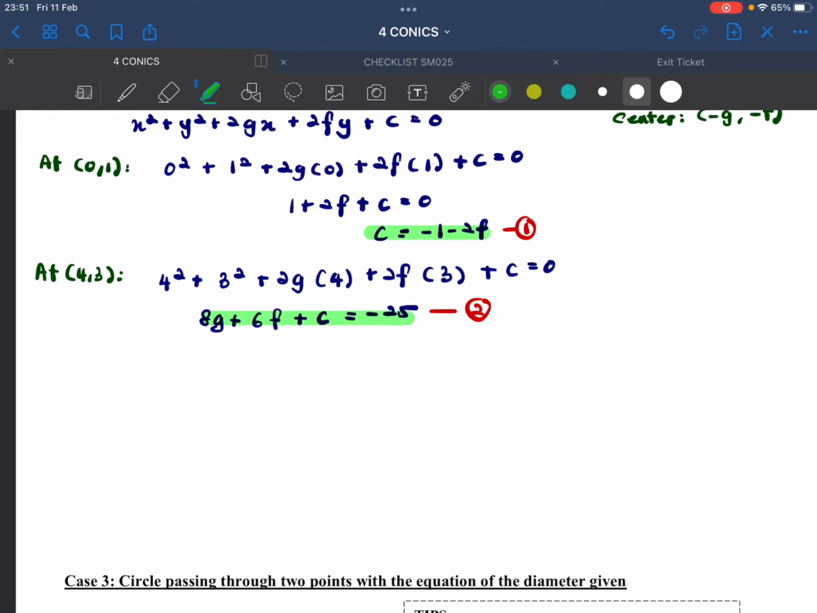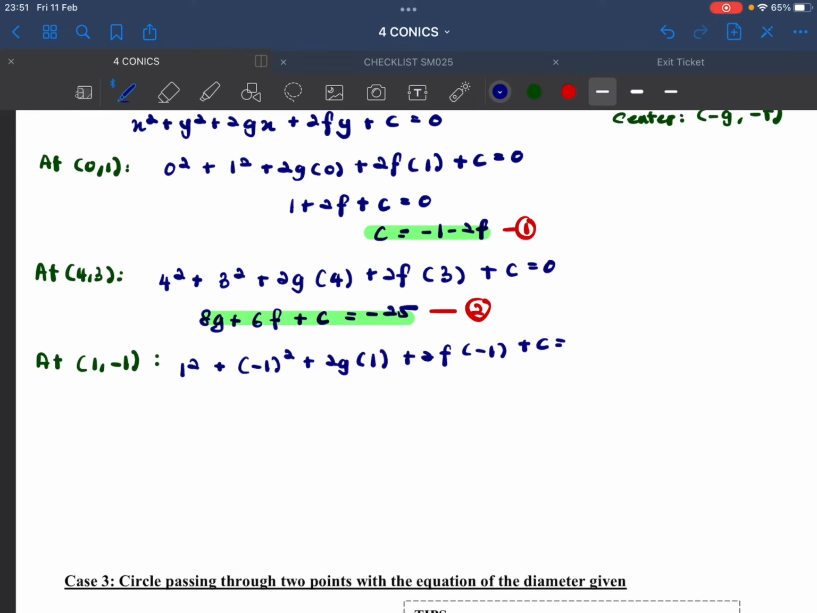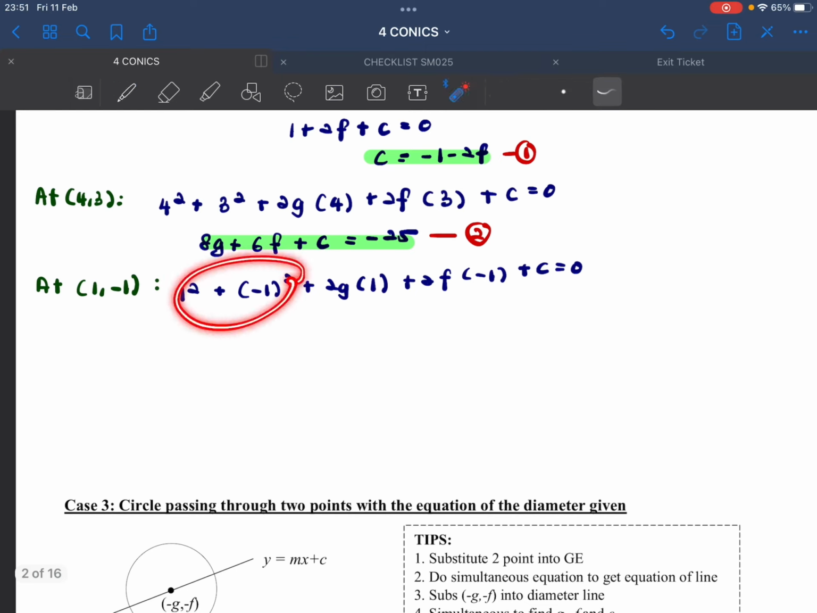Alright, next one. Make sure you are careful whenever you do your simultaneous equation. Not a single mistake allowed. Even a wrong plus or minus, then you'll get the wrong answer. So substitute the last point here. We have 1 square plus (-1) square, plus 2g times 1 plus 2f times -1 plus c equals 0. So here we have 1 plus 1, which is 2. So we have 2g minus 2f plus c equals -2. That's going to be our third equation.